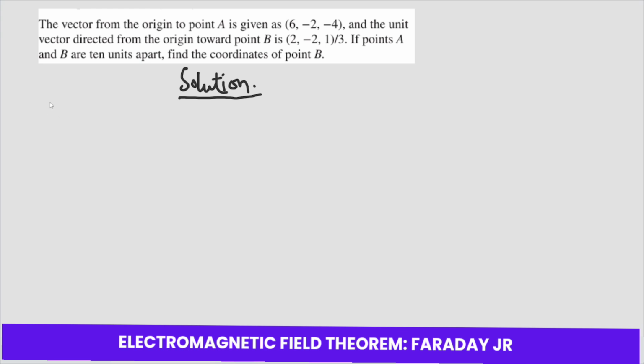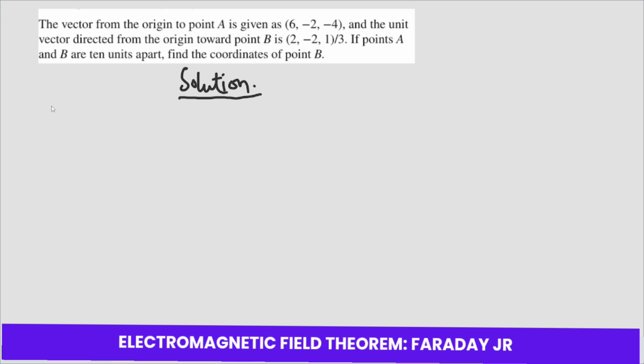Our question says the vector from the origin to point A is given as 6, negative 2, negative 4. And the unit vector directed from the origin toward point B is (2, negative 2, 1) over 3. If points A and B are 10 units apart, find the coordinates of point B.